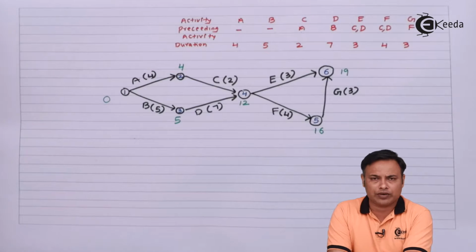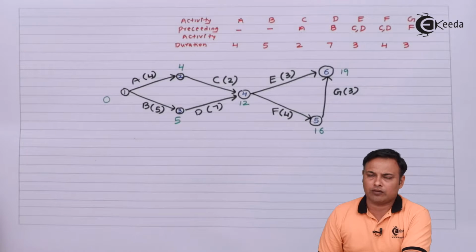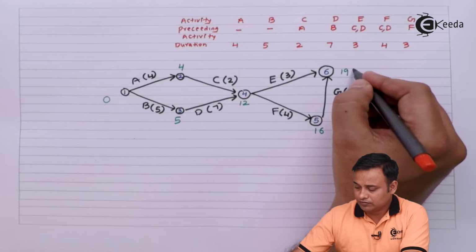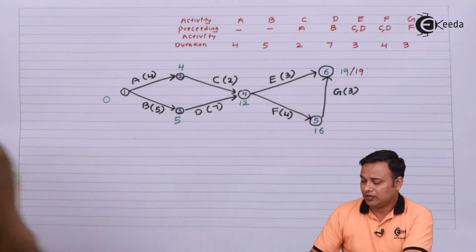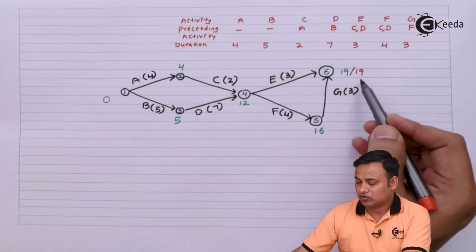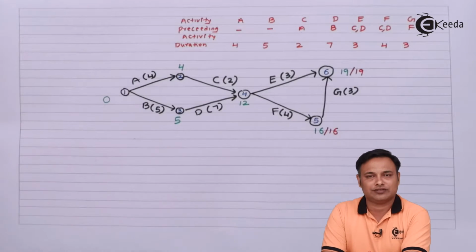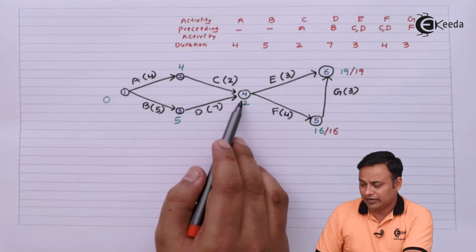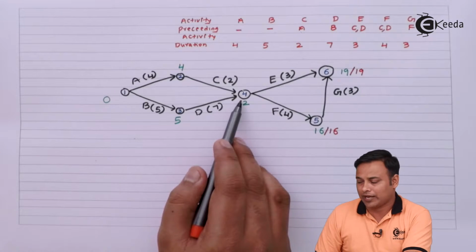Now comes the backward calculations. I'll start with the end point for backward calculations with the estimated time of 19. And now we will come backward, 6 to 5. So 19 minus 3 will be 16. Now at 4, remember 4 is the burst event. So you have to be very careful in case of burst event for backward calculations.